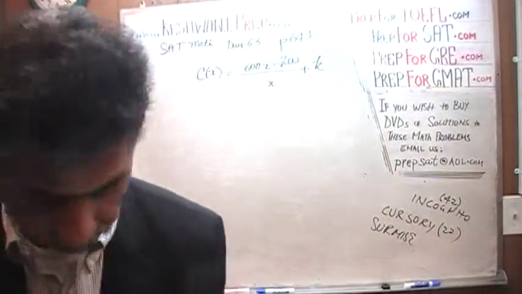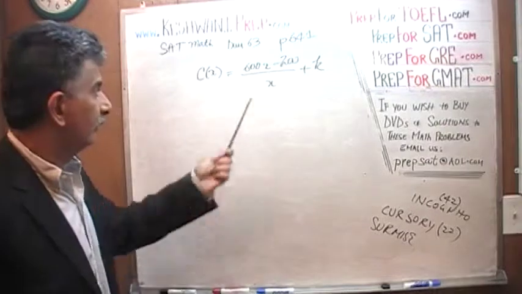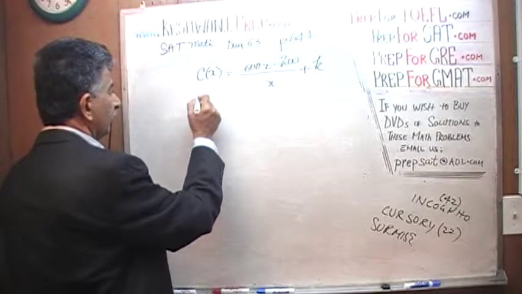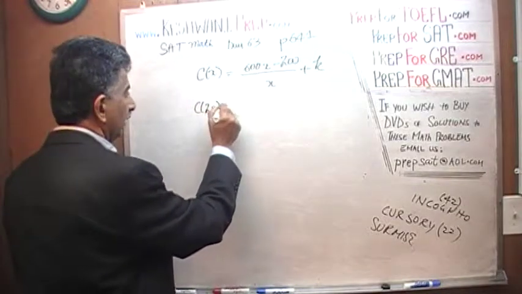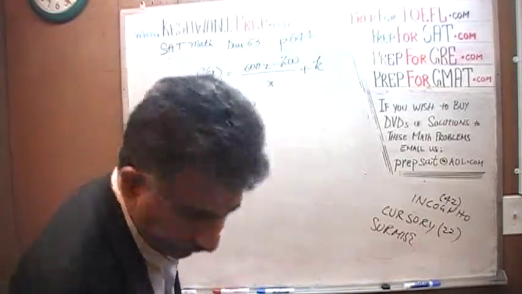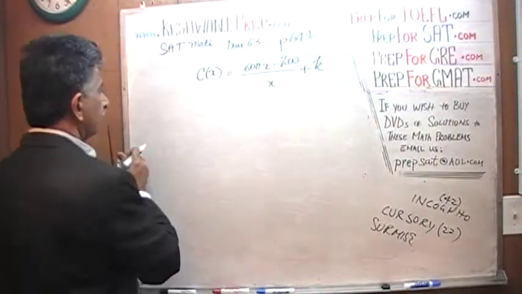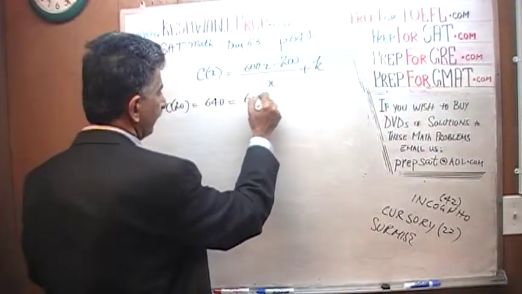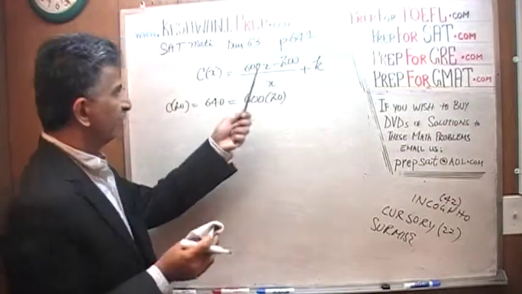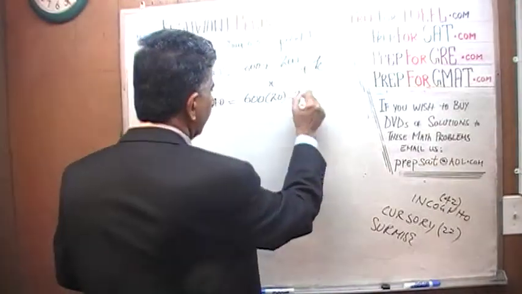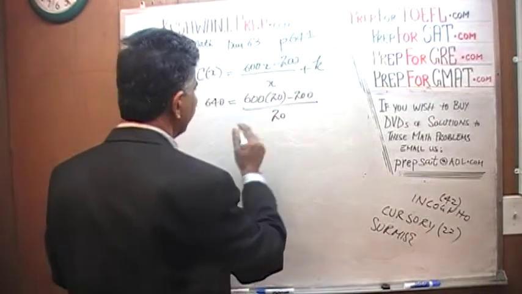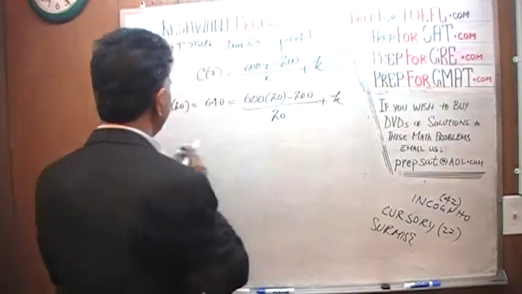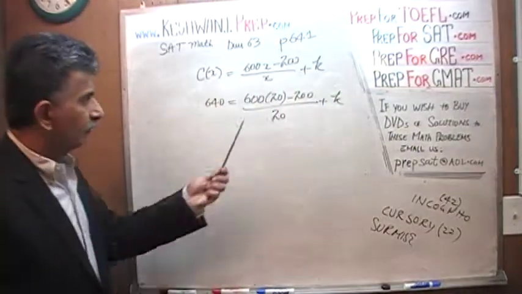Well, they tell you what the cost is. They told you that the cost is $640. We are told that there were 20 units produced. We just put in 640 for cost. The cost of producing 20 units, we are told, is $640, which must equal 600 times 20. You just replace the X by 20. That's all. Minus 200 over X, which is 20, plus K. That's it. So all we have to do is solve this equation for K.